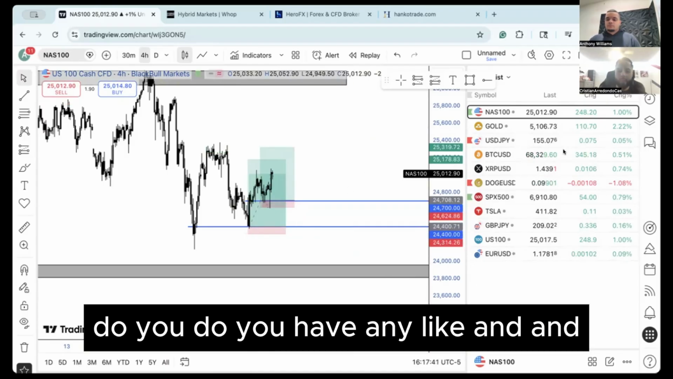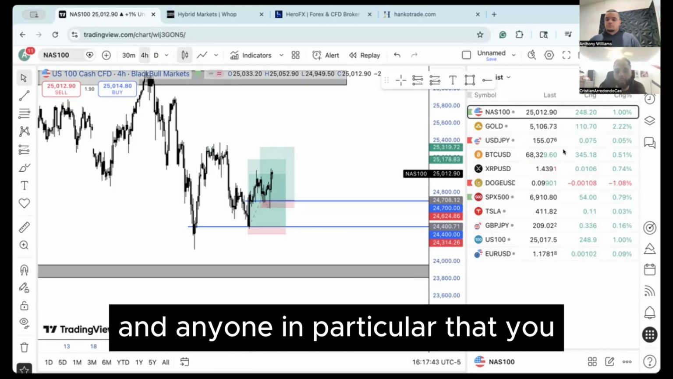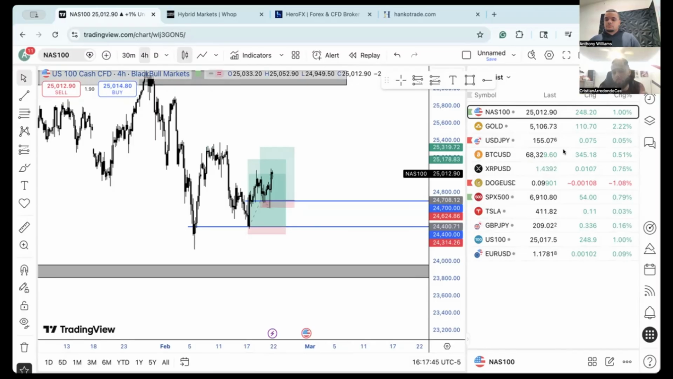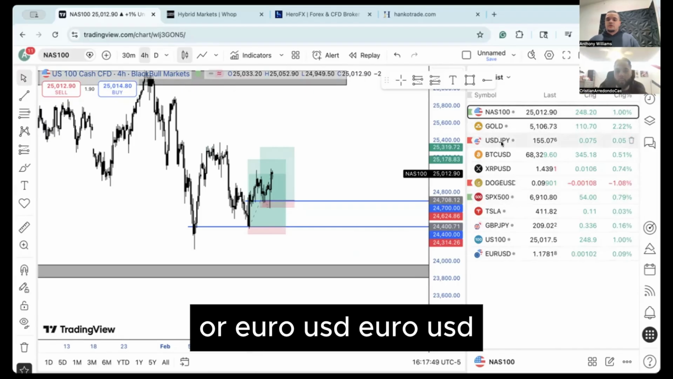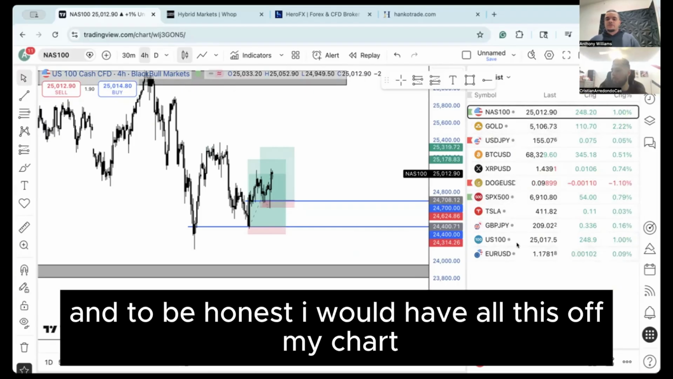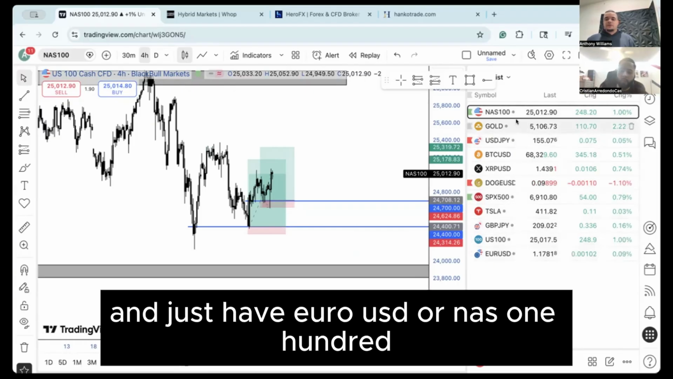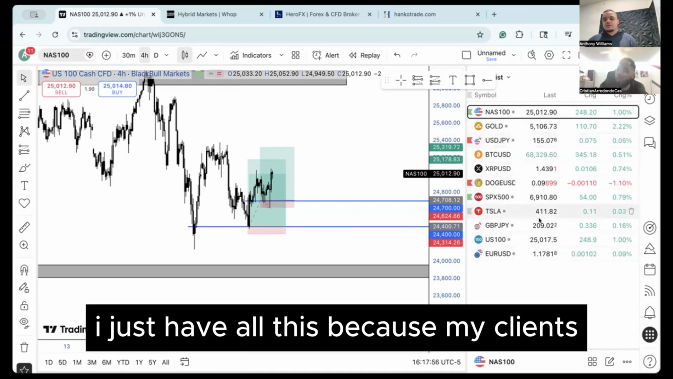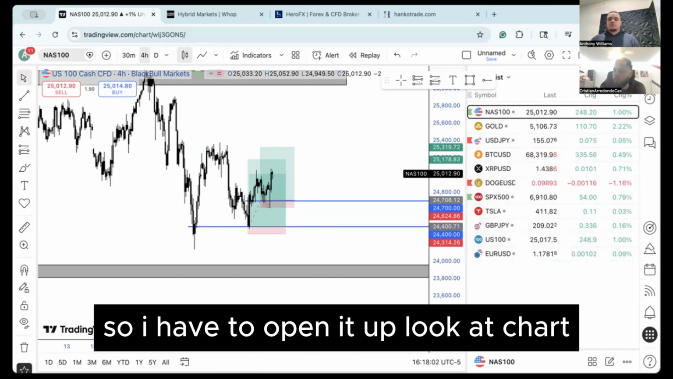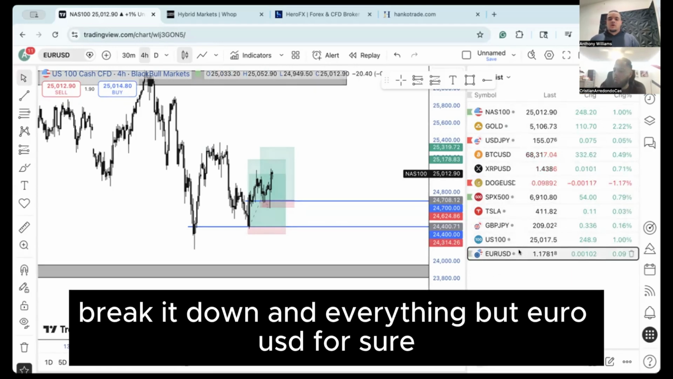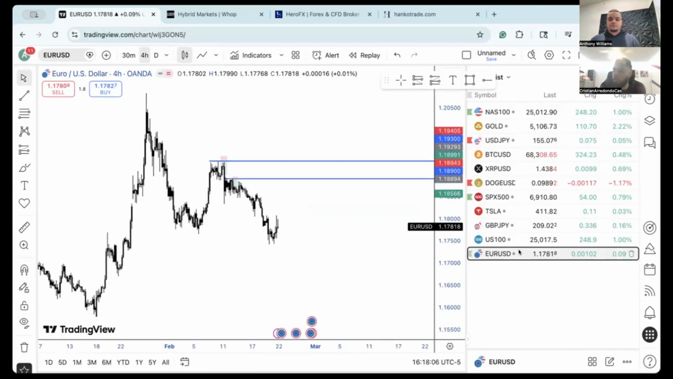Do you have any one in particular that you like to trade, that is your favorite to trade, or Euro USD? To be honest, I would have all this off my chart and just have Euro USD or NAS 100. I just have all this because my clients, I used to have a lot more, but this is what they trade, so I have to open it up, look at the chart, break it down and everything. But Euro USD for sure.